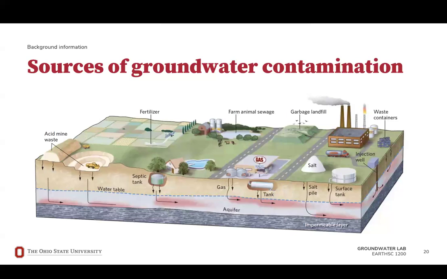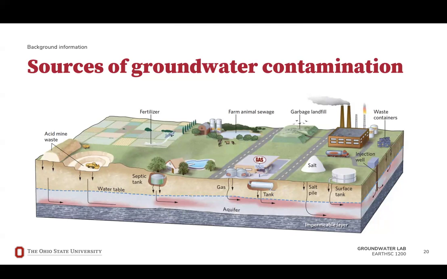Contaminants can take many forms, from microorganisms and nitrates to organic chemicals, heavy metals, and radioactive elements. Once in the groundwater, contaminants can move with the flow of water, spread out and become diluted, attach to soil particles, or even be broken down by chemical or biological processes. The consequences of groundwater contamination can be severe.